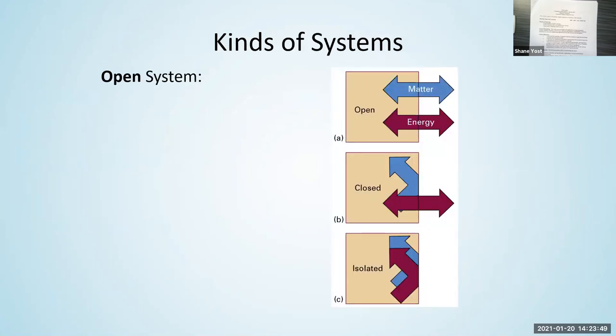Our types of systems: open systems, where matter and energy can exchange. Closed systems, where you can have the exchange of energy but not matter. Open systems are like an open coffee mug. A closed system is when you put a lid on that coffee mug. And an isolated system has adiabatic boundaries, your ideal coffee mug that keeps your coffee hot indefinitely for the entire day because no energy is transferring out of that coffee.